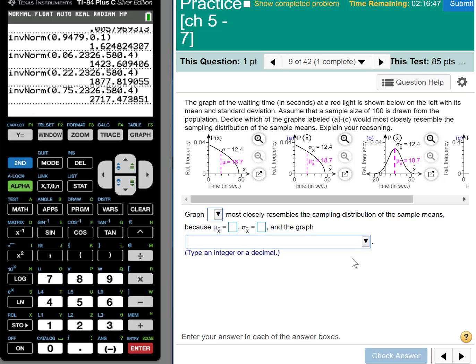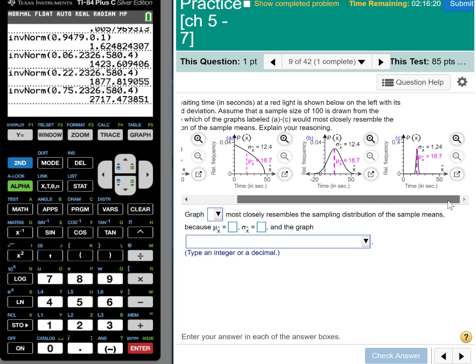The graph of the waiting time in seconds of a red light is shown below on the left with its mean and standard deviation. Assume that a sample size of 100 is drawn from the population. Decide which of the graphs labeled A to C would most closely resemble the sampling distribution of the sample means. When we graph the sample means, X bars, they have to be normal. So if you want to select an answer, guys, it has to be a normal curve.